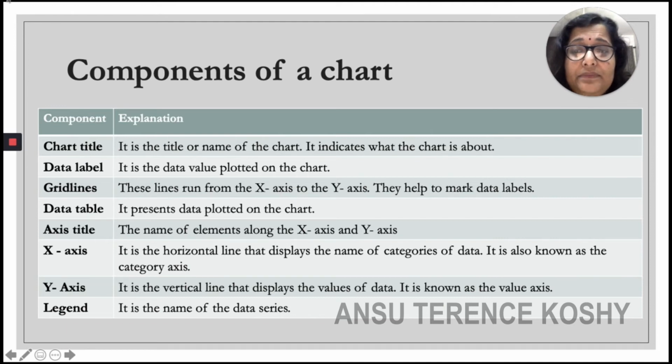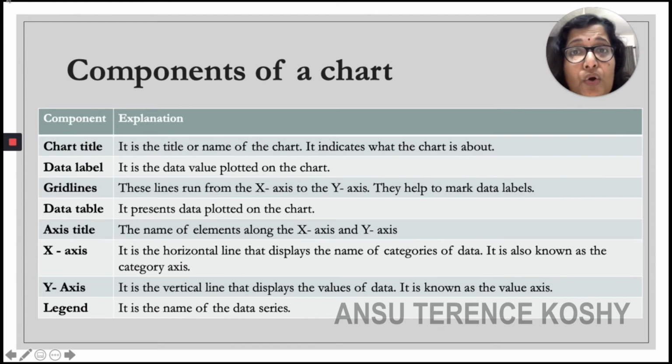Data table. It presents data plotted on the chart. That is, the table shows what all data is being plotted on the chart. Axis title. The name of elements along the x-axis and y-axis. I have shown you two axis titles. In the picture, you have seen subjects and marks. These titles are the axis titles.